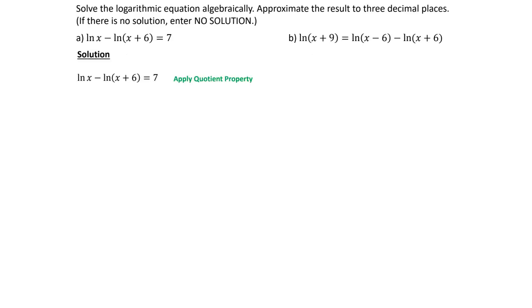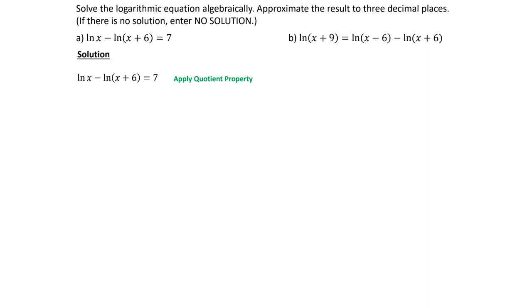Let's go ahead and solve this A. They want us to solve natural log of x minus natural log of x plus 6 is equal to 7. So they want us to solve for x. Let's apply some of our properties to do that. We want to combine the left side in order to start eliminating some of these variables.